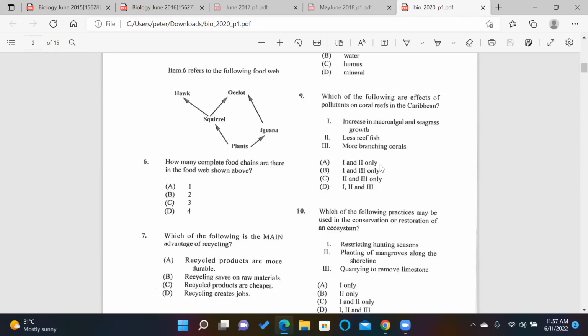Not sure about it. More branching corals. Let's think about it. Is pollution going to make the coral grow? This is pretty much saying coral growth. Is pollution going to make the coral grow? Coral is a living thing, by the way. No, sir. Yeah. Less reef fish, true or false?